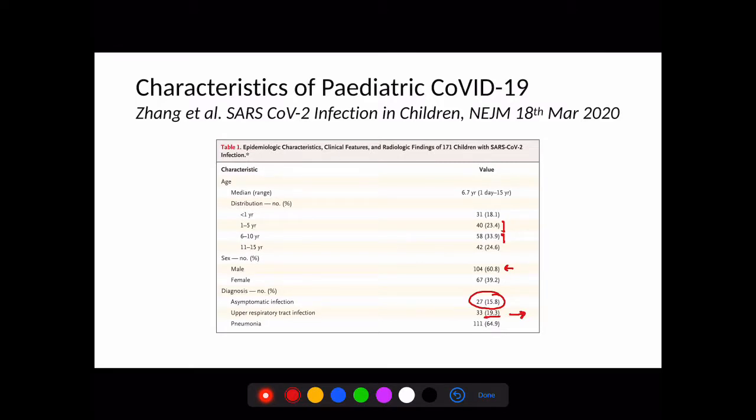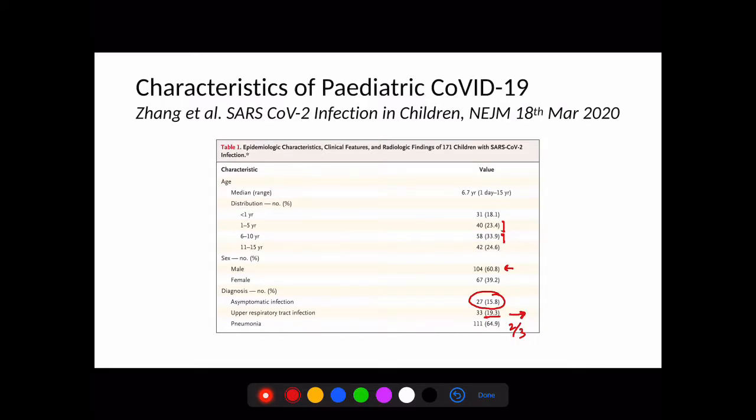And 64.9%, so this is around about two-thirds of those affected, had some form of pneumonia. So either it was radiological pneumonia or it was clinical pneumonia. Clinical pneumonia is based on fast breathing, maybe some form of chest indrawing, and focal signs on auscultation like crackles, or it could be radiological pneumonia where you find rounded or triangular opacities in one or both of the lung fields.